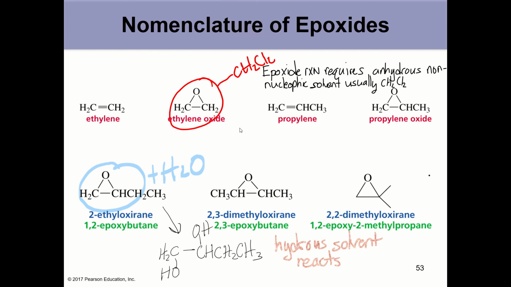Nomenclature of epoxides. So our method for making epoxides is using peroxy acids. And one thing that should be noted is that the reaction to generate epoxides using a peroxy acid should be done in an anhydrous solvent. And usually our solvent is CH2Cl2. So this epoxide reaction requires anhydrous, non-nucleophilic solvent.